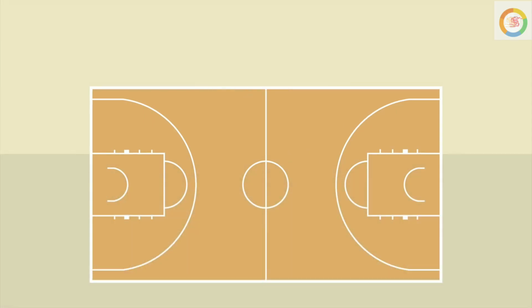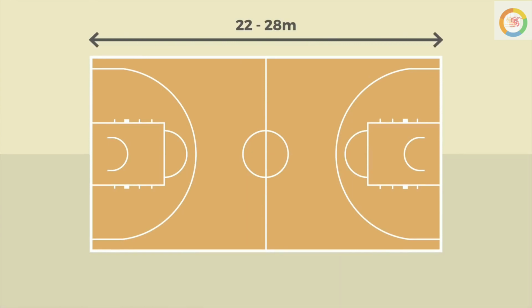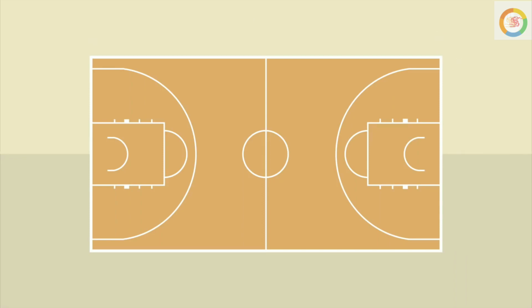In this video, you'll learn the basic rules of basketball. Basketball is played on a rectangular court, which is 22 to 28 meters long and 13 to 15 meters wide. At each end of the court, there is a 45 centimeter wide hoop fixed on a panel suspended 3.05 meters above the ground, the basket.